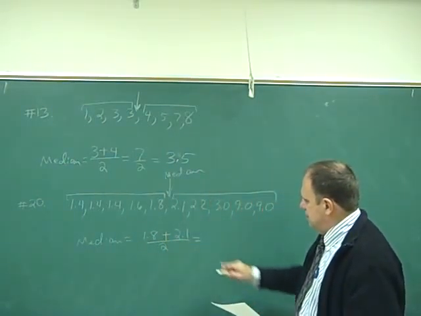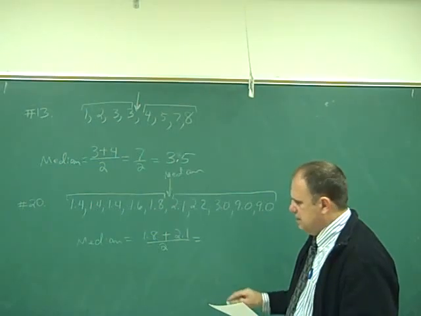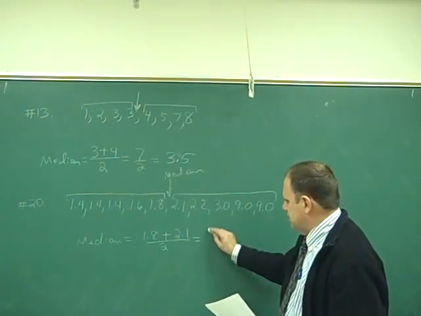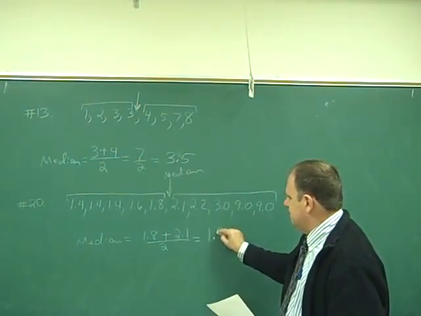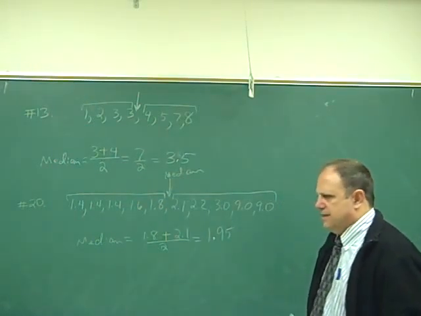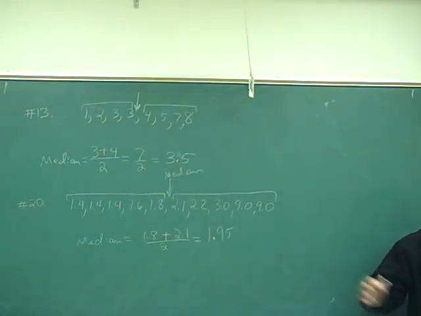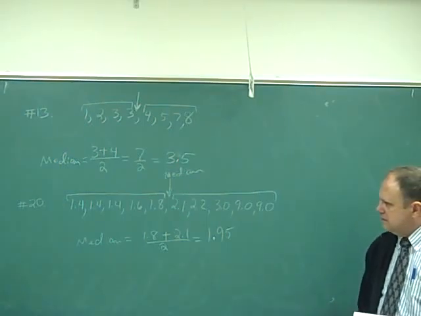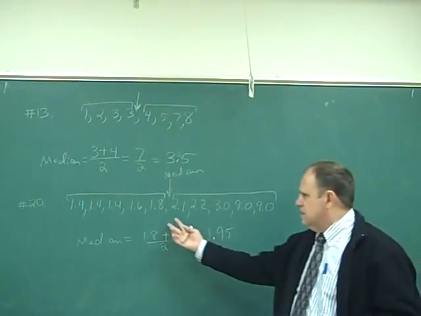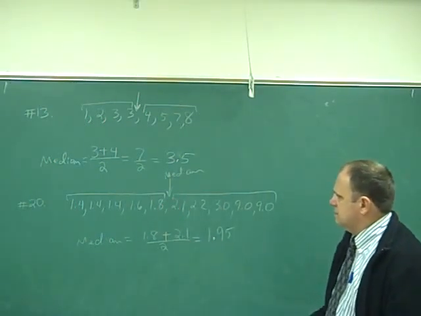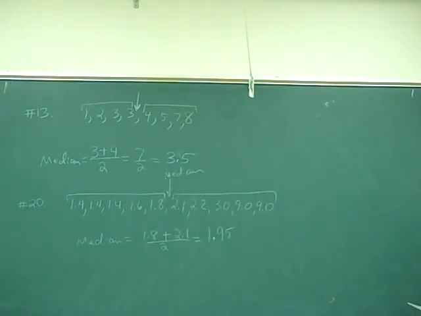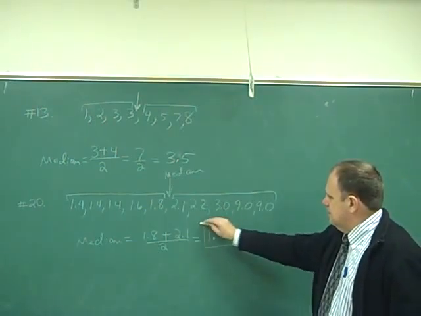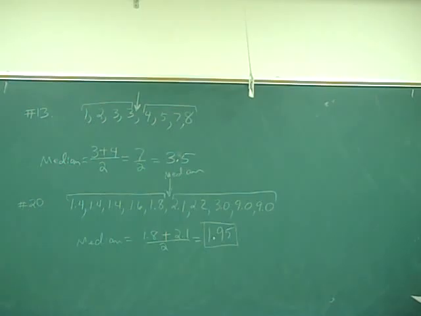Okay? Does anybody get a number for that? Yeah, 1.95, right. 1.95 is our median. Okay? Well, the 1.95 is not even in the data set, but it is our median. Okay? Because it's halfway in between the two middle numbers. Okay? And that's our answer. Any questions with that?